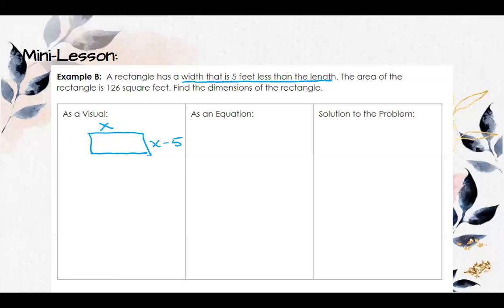After I draw the rectangle, what is my next step? What equation am I using for area? Good, L times W. What's the L times W equal? And where did you get that from? The word problem, right?